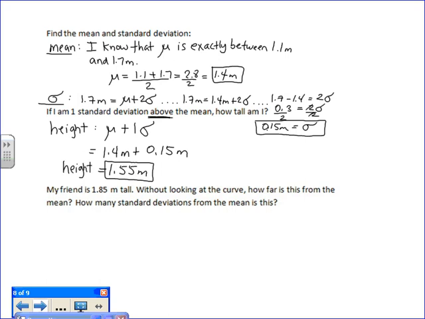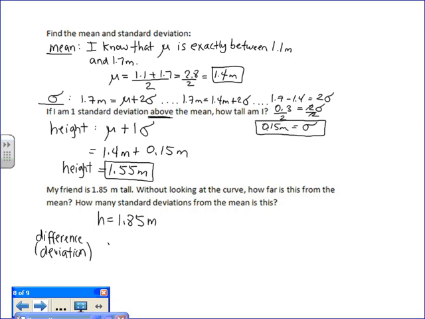All right, my friend is 1.85 meters tall. Without looking at the curve, how far is this from the mean? Let's think about that for a second. So this person's height is equal to 1.85 meters. Let's find the difference, or in other words, the deviation from the mean. Remember that you can find the deviation for one single value, and the difference between my friend's height and the mean would be if I take her height.